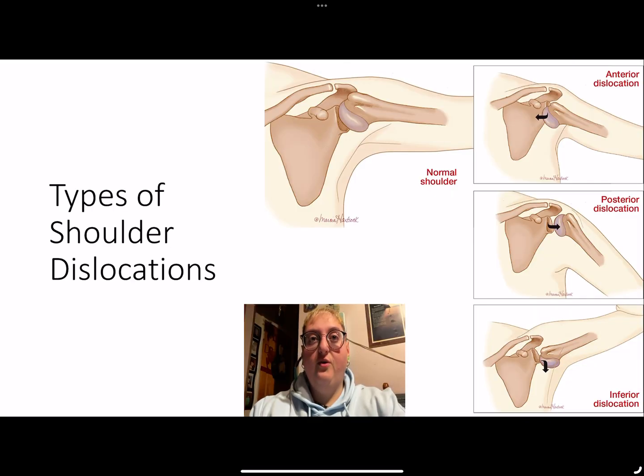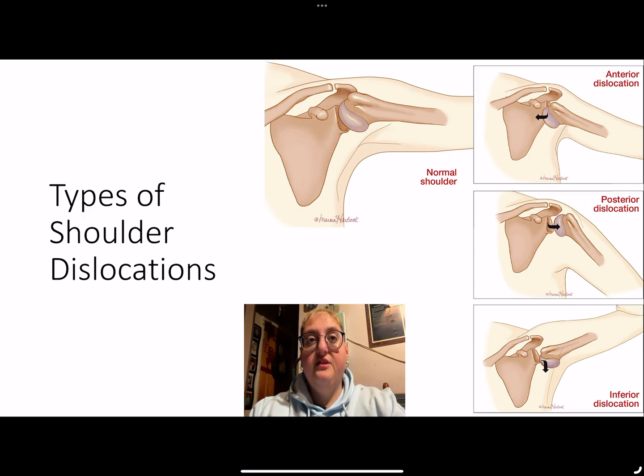Since the shoulder has a wide range of motion, it can displace in several different ways. The first way is an anterior dislocation, where the head of the humerus dislocates forwards towards the clavicle. This is the most common type of dislocation. Usually it can be from a fall where the arm is abducted and externally rotated.